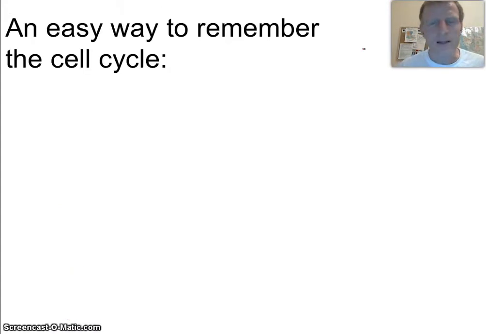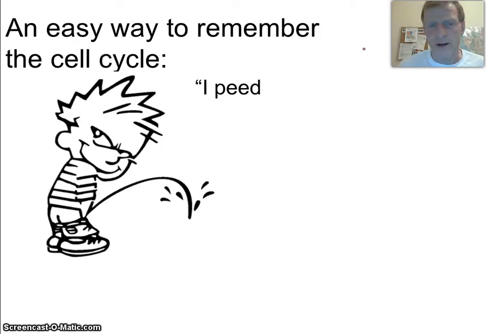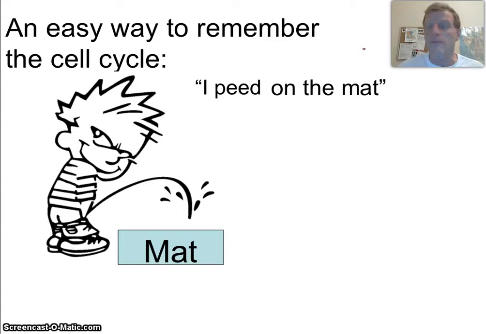So let's try to get an easy way to remember the processes within the cell cycle. Here's our little friend, and he's peeing. You've probably seen pictures of him everywhere on the back of pickup trucks, right? He's peeing, but not just anywhere. He's peeing on a mat. So if you remember "I peed on the mat," you'll remember the stages of the cell cycle in the proper order. So what does that mean? I peed on the mat.